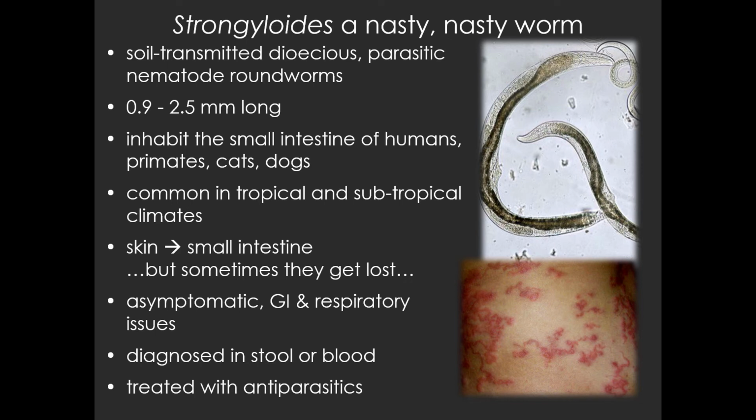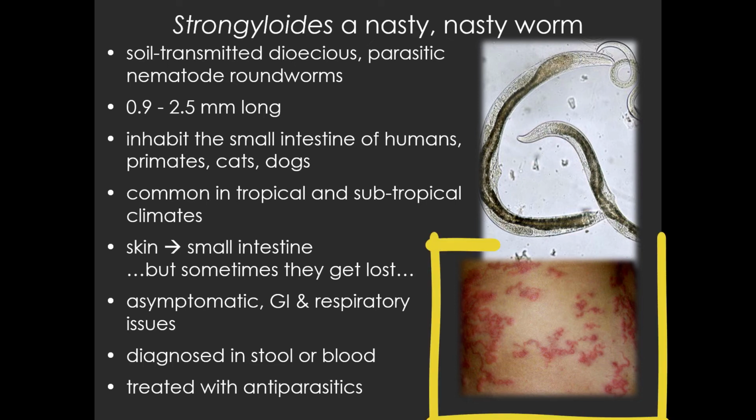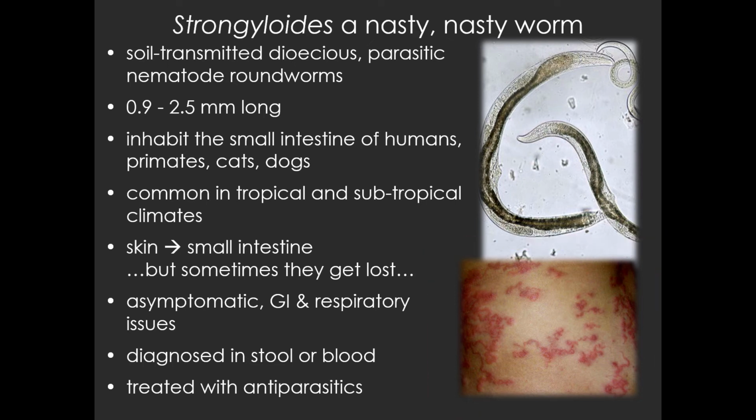He is capable of inhabiting the small intestine of human beings, primates, cats, dogs, all over the place, found in tropical and subtropical climates. His modus operandi is to penetrate intact skin and make his way to the small intestine, but sometimes he gets lost and you end up with lost little worms all over the body underneath the surface of the skin, which are shown in this picture at the bottom of your screen as these red wiggly lines. Those are actually worms sitting underneath the surface of the skin, wondering where the gastrointestinal tract is.